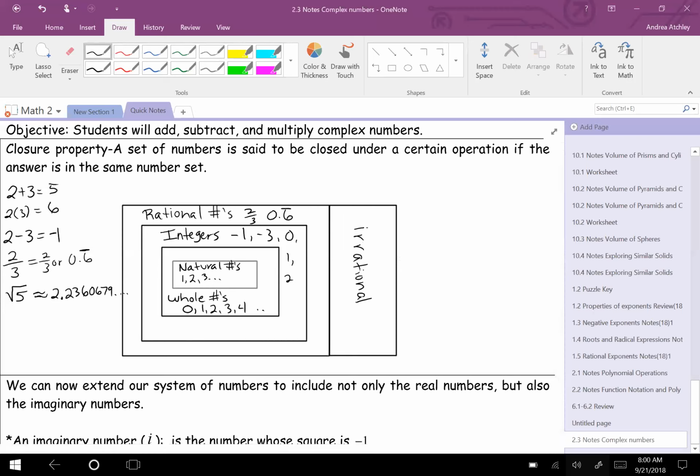Irrational numbers are like the square root of 5, the square root of any non-perfect square, the square root of 21, the square root of 7. We have that special one, pi, which is also an irrational number. Irrational numbers are decimals that don't repeat, they go on forever. So pi is irrational, and all the square roots of non-perfect squares are irrational.